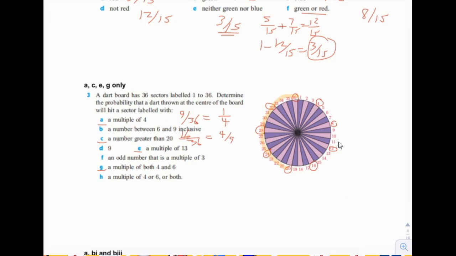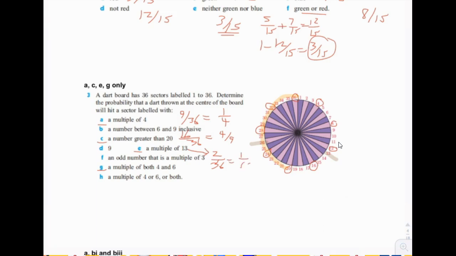E, a multiple of 13. Well, multiples of 13, there's only a couple. There's 13. There is 26. And is there one more after that? No, there's no 39. So there's only 2 multiples of 13. So that would be 2 out of 36, which could be rewritten as 1/18 if you wanted to.